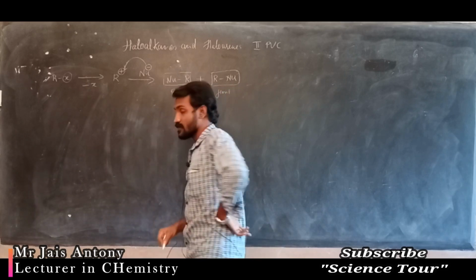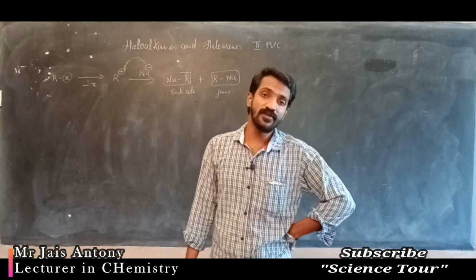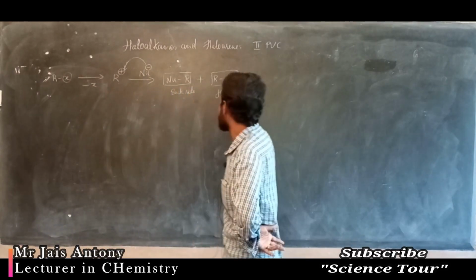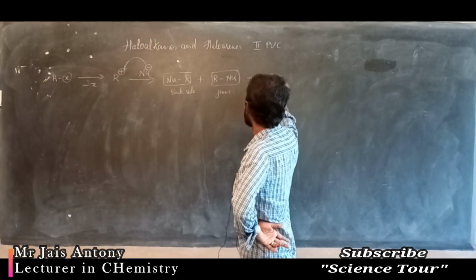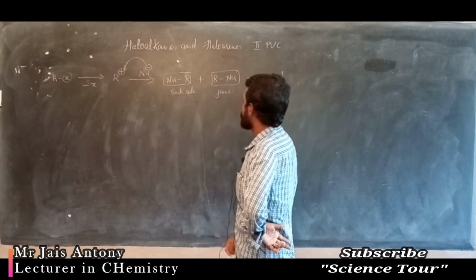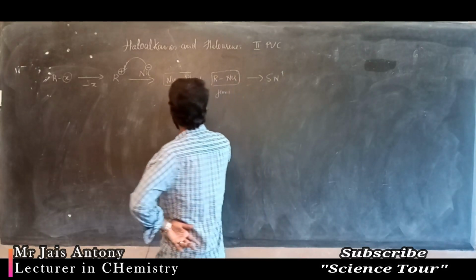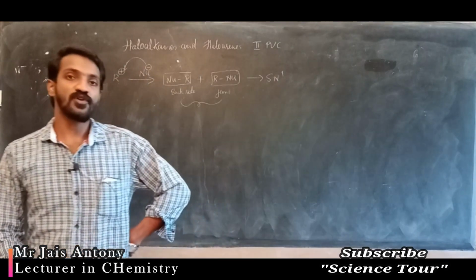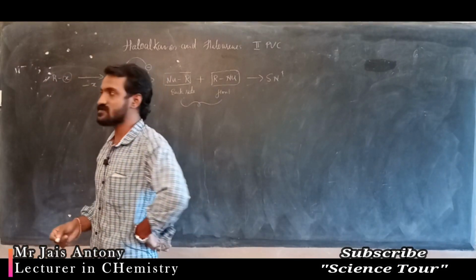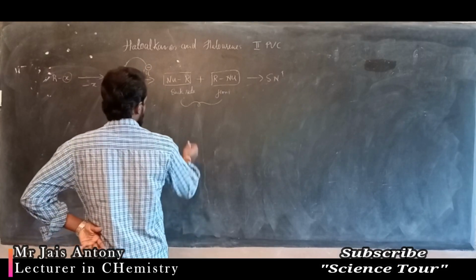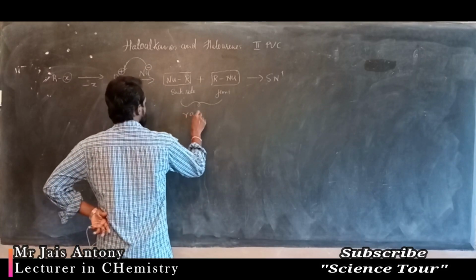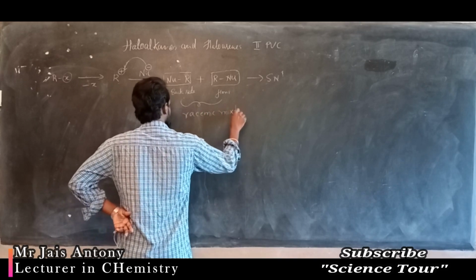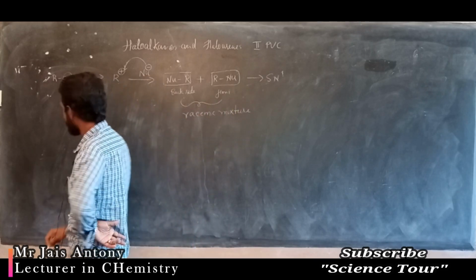Understood? Okay. And the very important thing is that carbocation formation takes place in the SN1 reaction. This is the SN1 mechanism. So there is a possibility of forming the back attack product or the front attack product. So D and L configurations are possible, so it is called a racemic mixture. Racemic mixture. Okay.